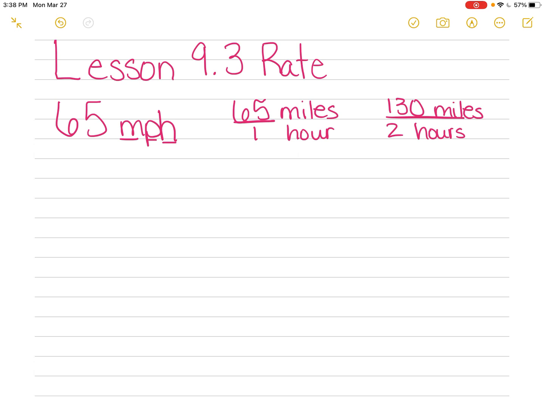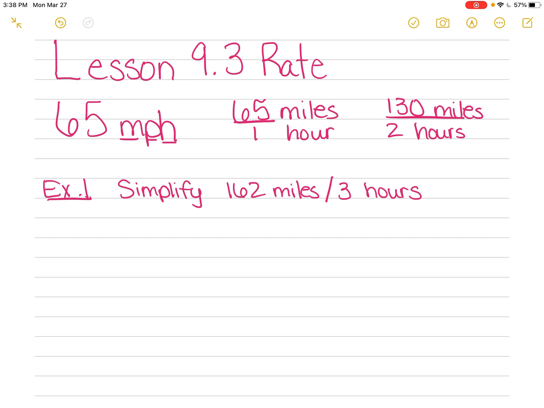Let's do example one. Example one says to simplify. Remember, simplify is kind of like saying you're doing something in lowest terms. 162 miles over 3 hours. This is the way it's written in the book, so I wrote it the same way. They have that slash mark, but that's the same as a fraction. So it's 162 miles per every 3 hours.